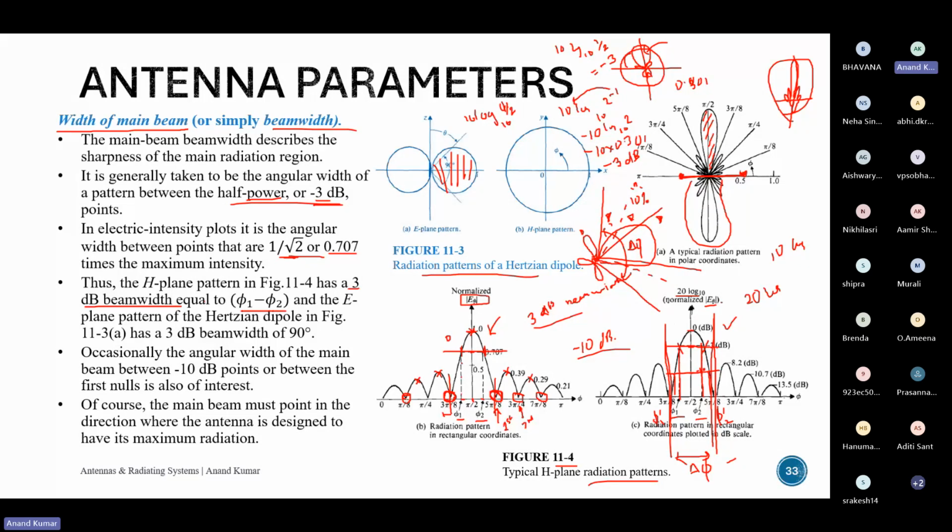To add to that, half power is minus 3 dB only if your maximum power is 0 dB. And why is our maximum power 0 dB? Because we have normalized it. So again, focus on the term normalized. For normalized terms, the maximum magnitude is 1, which corresponds to 0 dB.